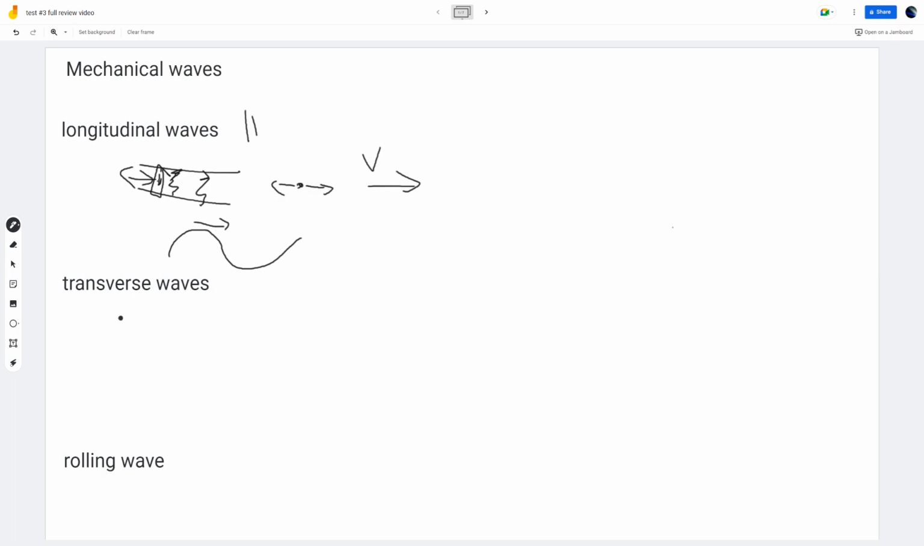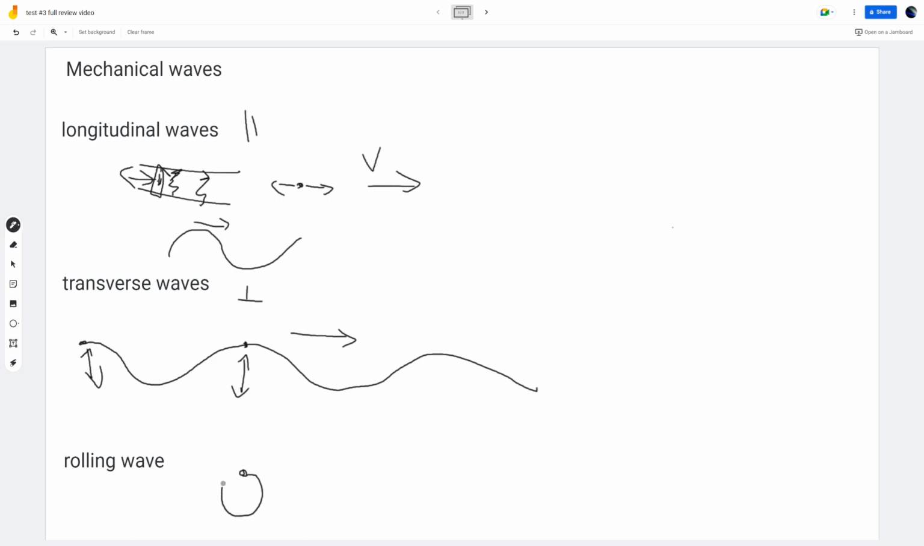Then for the transverse waves, he gave us an example of taking a rope and swinging it up and down. This is where the movement of one particle or one point on the rope is perpendicular to the velocity of the wave. As you can see, this would be moving up and down, and the wave would be traveling that way. So it's perpendicular. And then a rolling wave is basically a combination of both of them, where the particle is just moving in a circle.